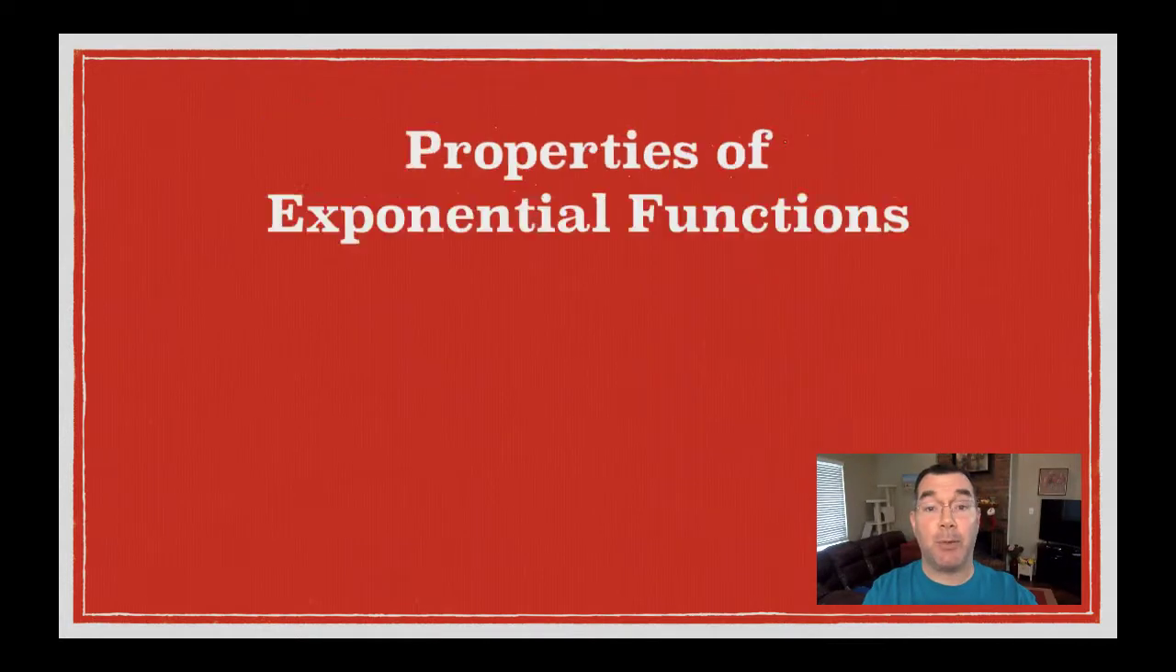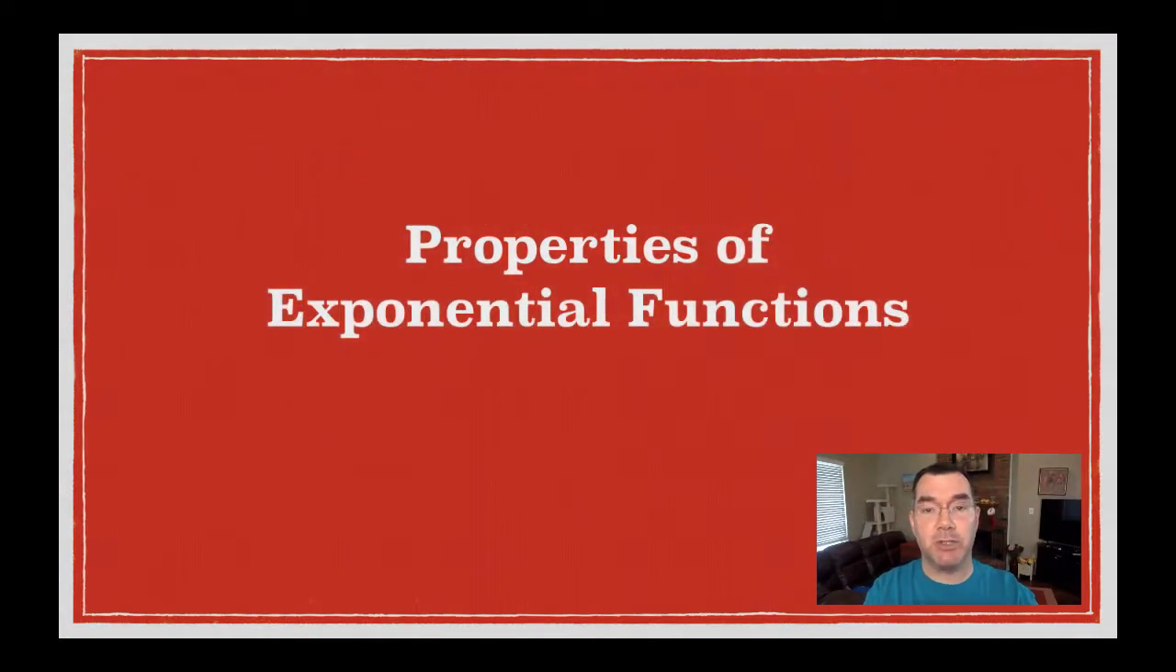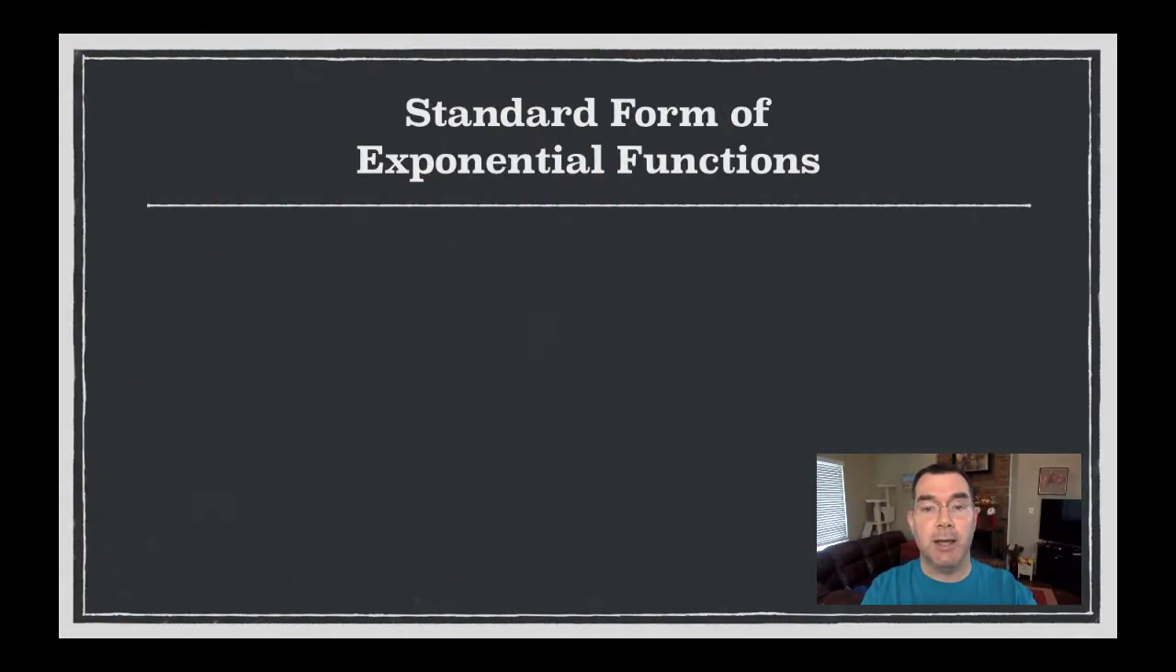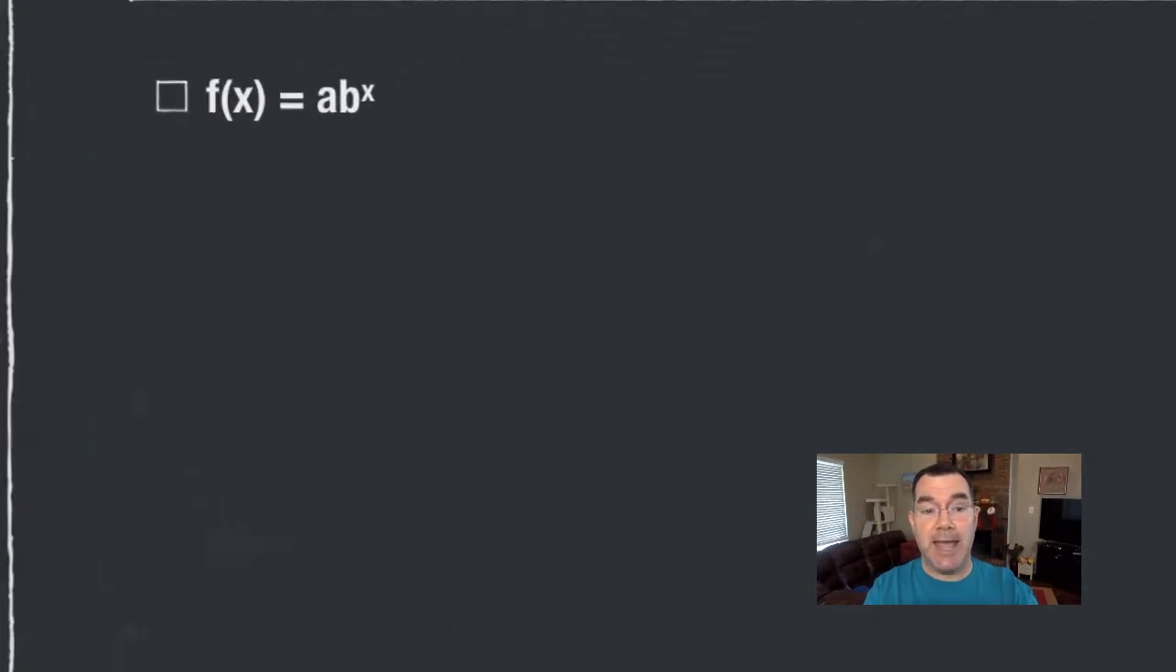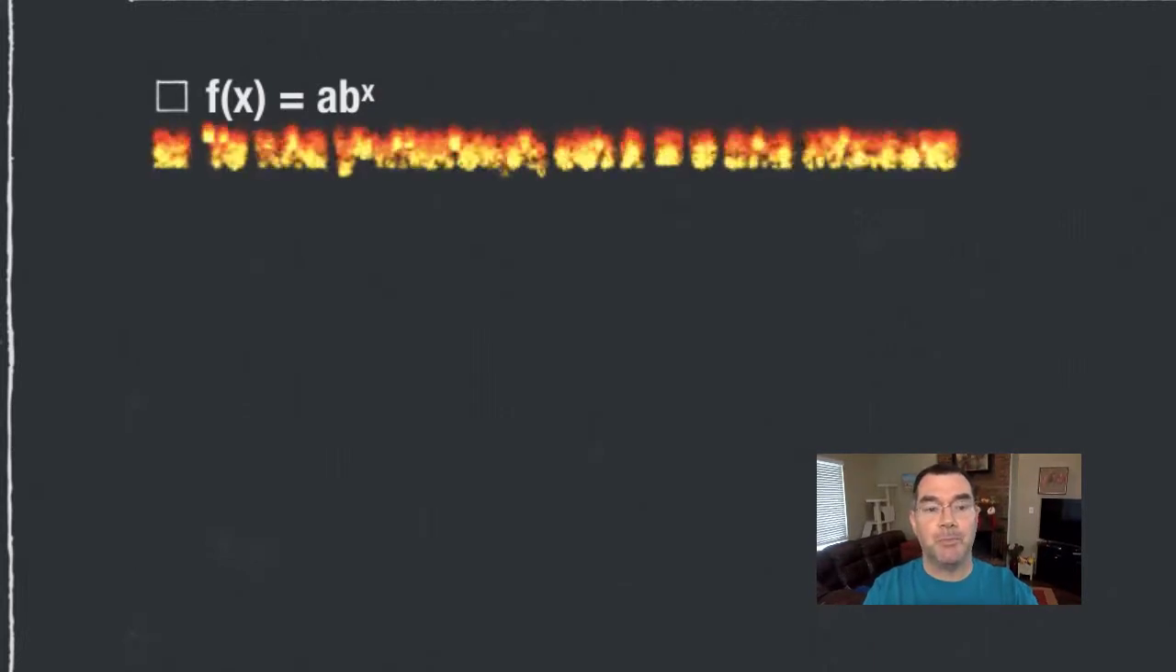Hello again. We are continuing our discussion on exponential functions by talking about the properties of those exponential functions. So let's get started. The standard form of exponential functions is always going to be f of x or y equals some constant a times another constant b raised to the x, where x is your variable.